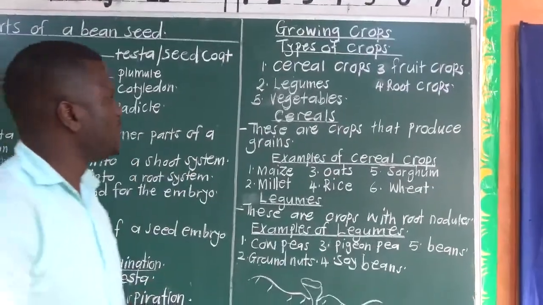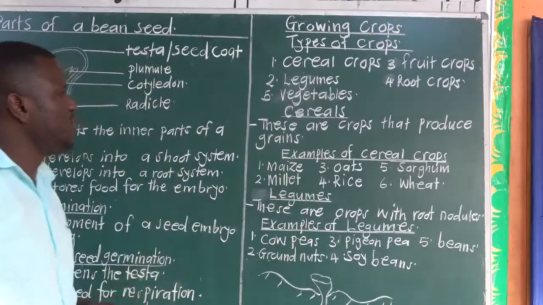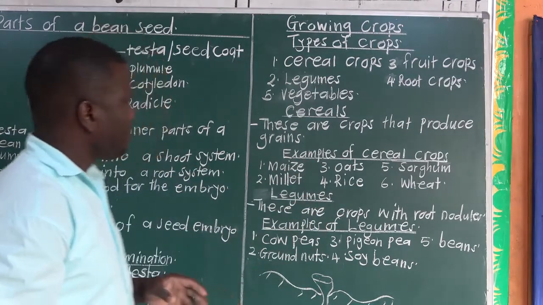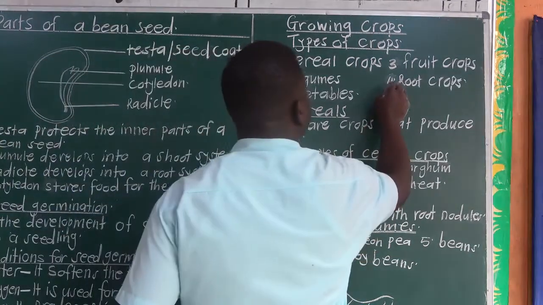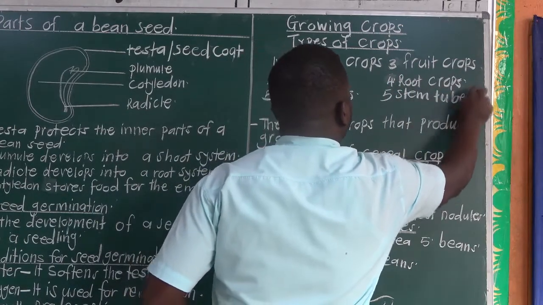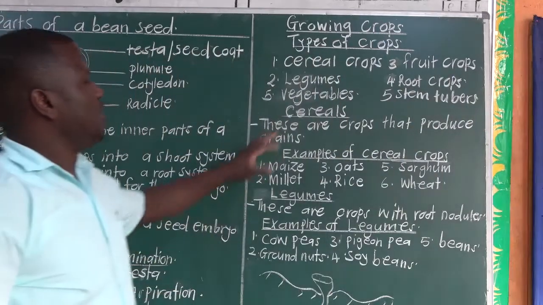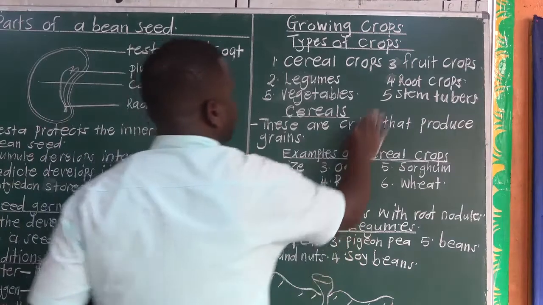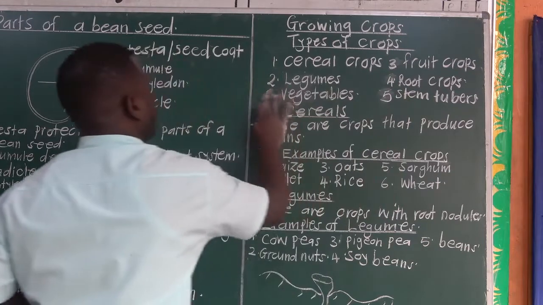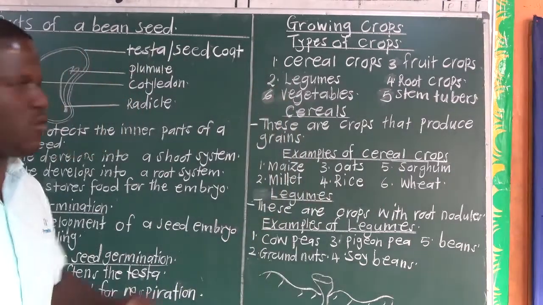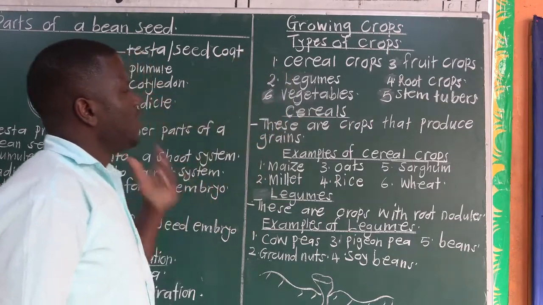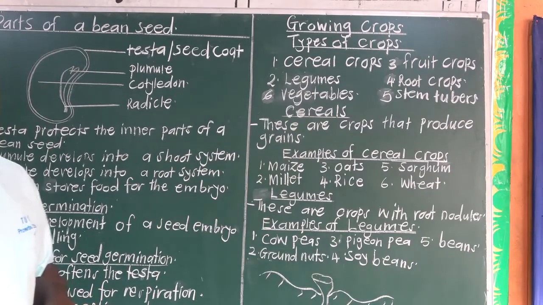Now we have types of crops. We have cereal crops, legumes, vegetable crops, root crops, and fruit crops. We also have what we call stem tubers. So we have 6 types of crops: cereals, legumes, vegetables, fruit crops, root crops, and stem tubers.